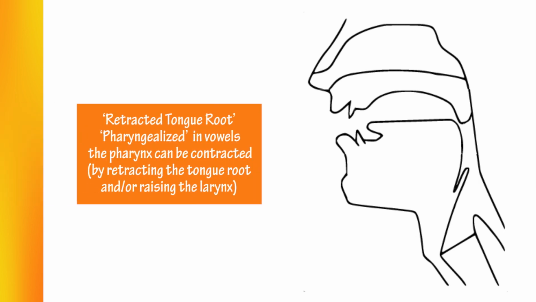So what happens when you pharyngealize a sound? What happens is the pharynx can be contracted by retracting the tongue root. You see the tongue root here? You retract it, you push it back towards the wall of the pharynx by retracting the tongue root or raising the larynx, or you can do both. This creates the pharyngealized effect, or it's also called retracted tongue root.